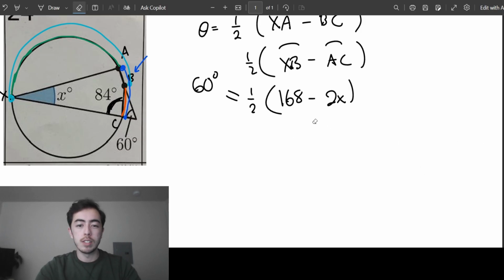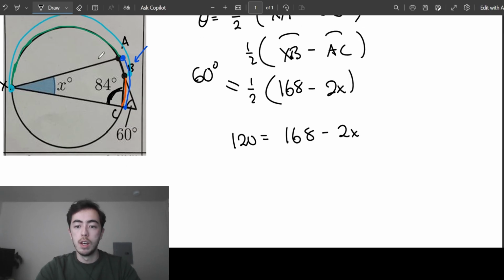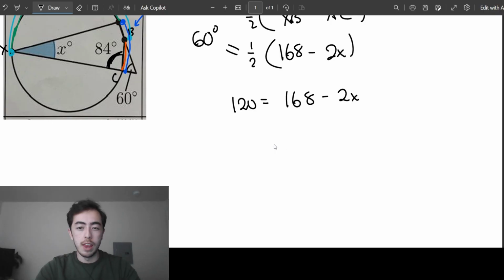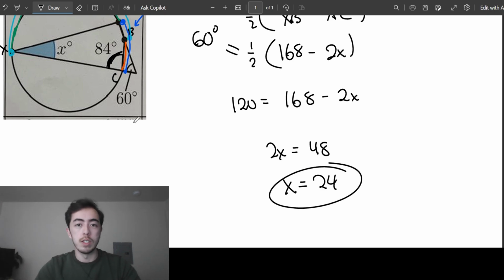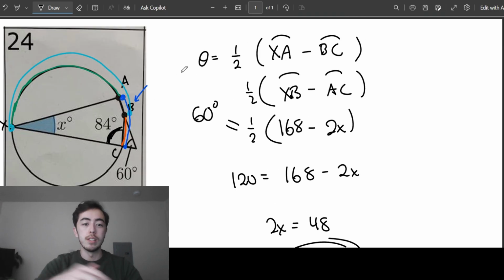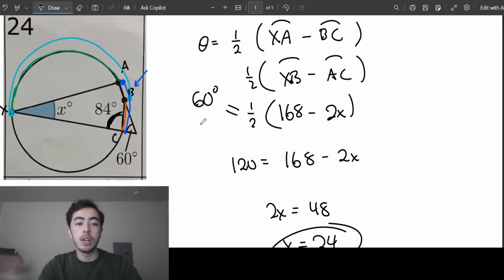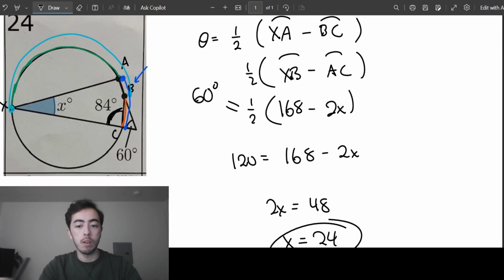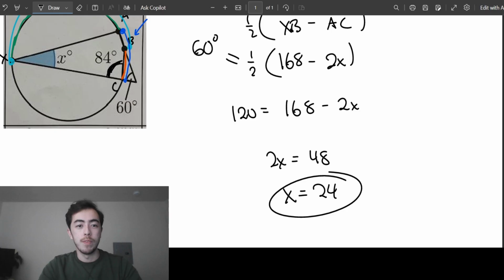So I think the easiest thing to do now is multiply both sides by 2, to get rid of this 1/2. 120 is the difference between 168 and 2x. This tells me that 2x needs to be the number 48 so that we can get the difference of 120. And then finally, dividing both sides by 2, we do get 24, and that is today's date. So the secant angle theorem helps us relate all the info on this diagram. x is 24, and we're all done.